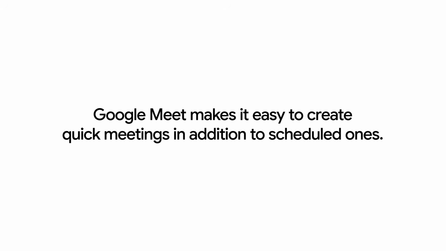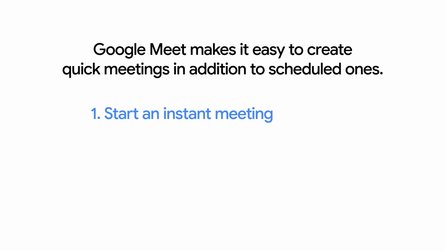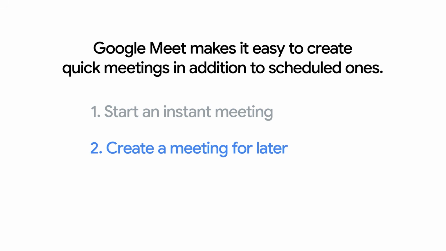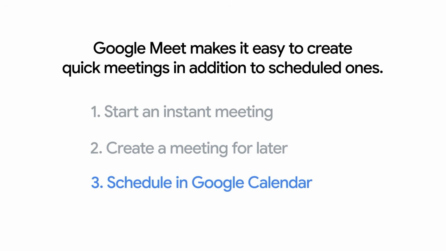Google Meet makes it easy to create quick meetings in addition to your scheduled ones. You have 3 options: start a meeting instantly, create a link for later, or schedule one in Google Calendar. In this video, we'll walk through the first 2 options.